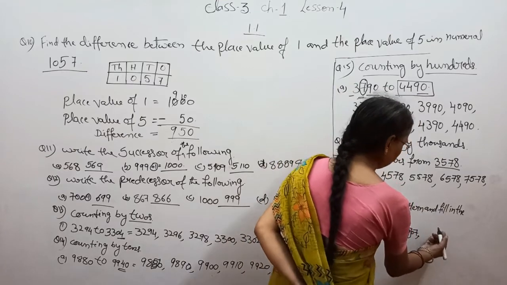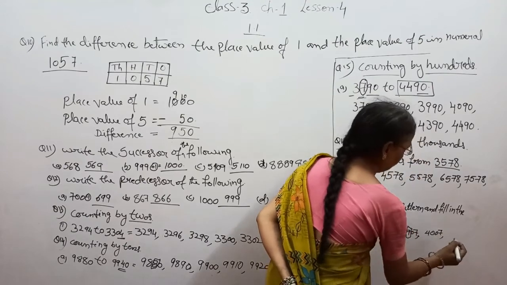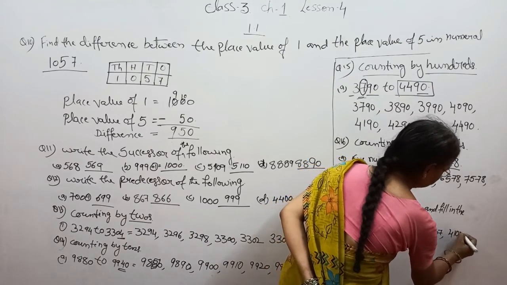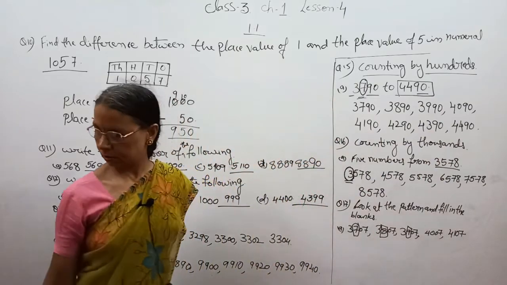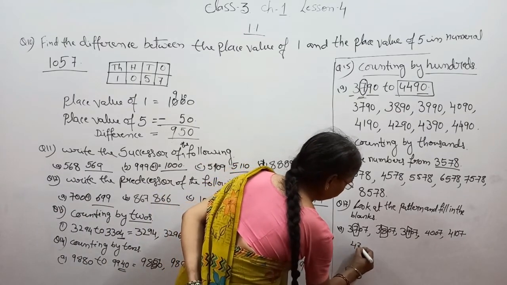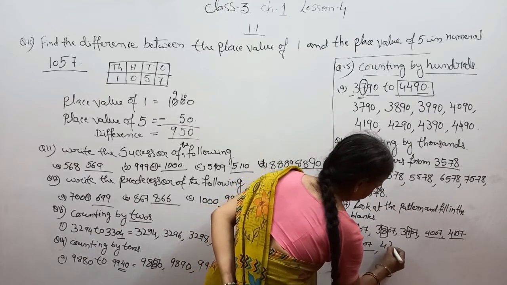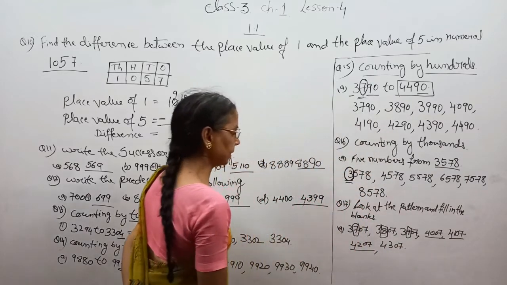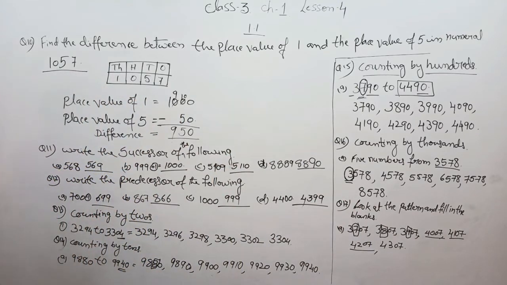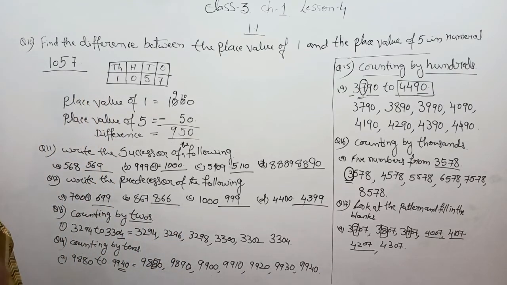Now we have to change it for other 100 number, that is 4007, then 4107, and 4207, 4307. Like this, we have to write the other 2 questions also, which are changed according to the pattern. Now I will do these 2 also.